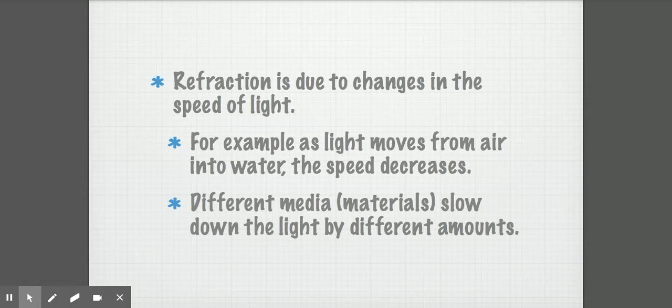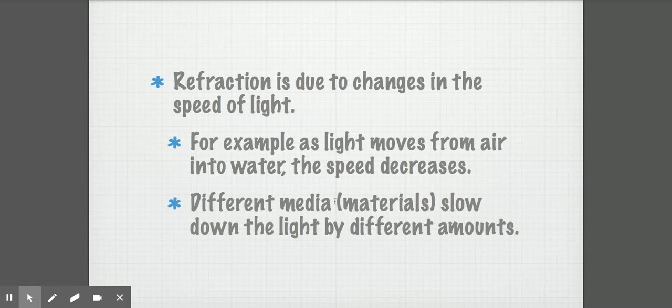Refraction is actually due to the changes in the speed of light. For example, when light moves from air to water, the speed decreases. Different materials slow down the light by different amounts. So let's review this again. As light moves from air into water, the speed's going to decrease. Light is able to travel faster in air, and light is going to travel slower in water.